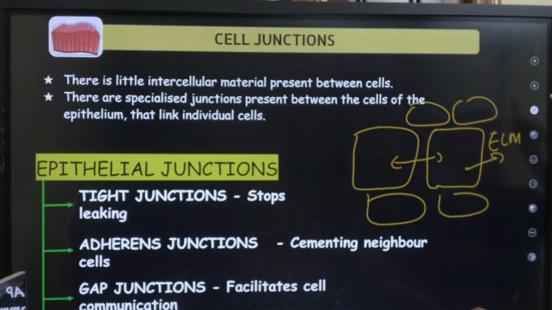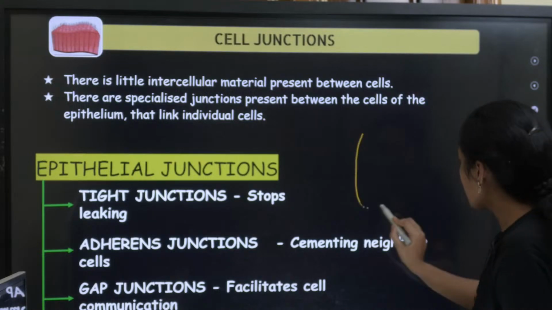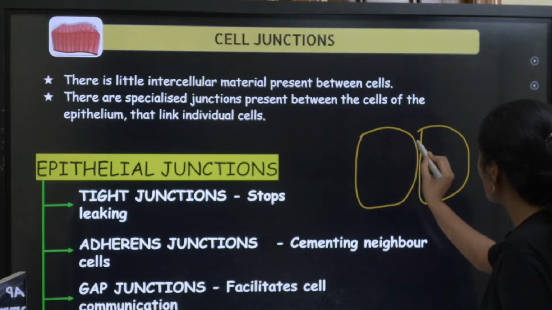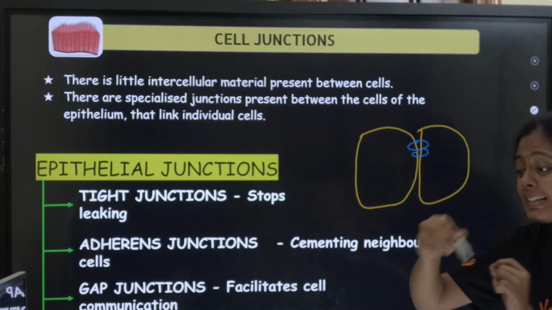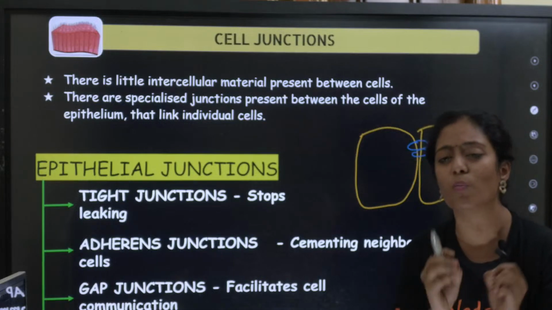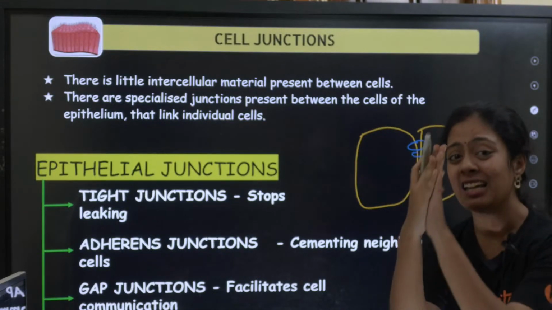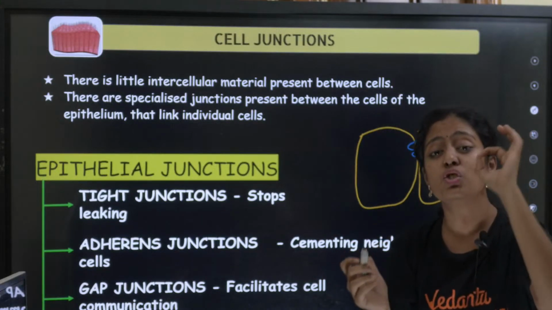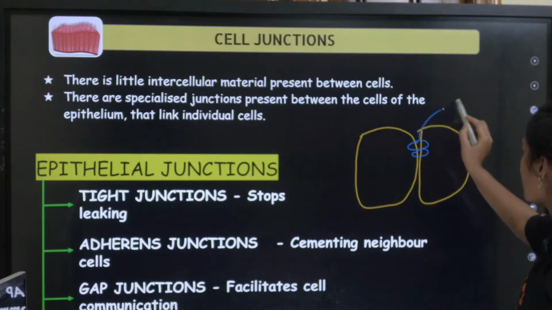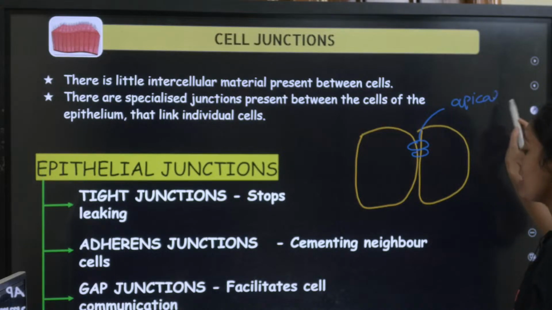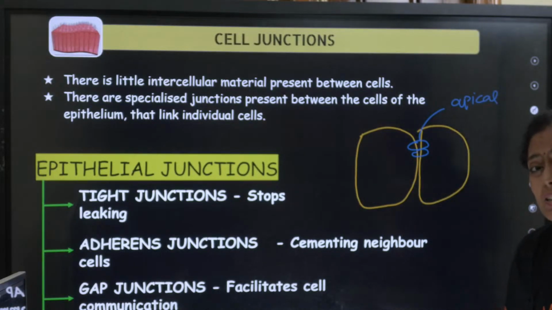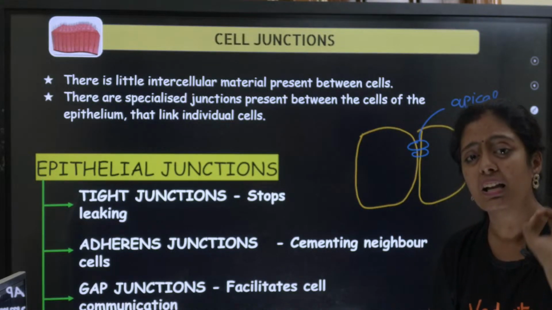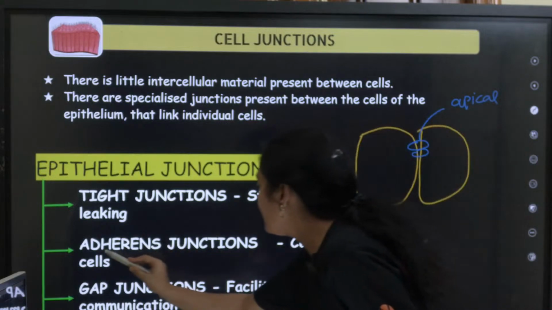So what is the tight junction going to do? If there are two cells, no substance should leak between them, right? So they are going to seal the two cells together. Just like we use glue to stick two things together, the tight junction stops the leaking. The tight junction will always be present on the apical surface, on top. It will not be present on the basal surface. Did all of you understand tight junctions? Clear?